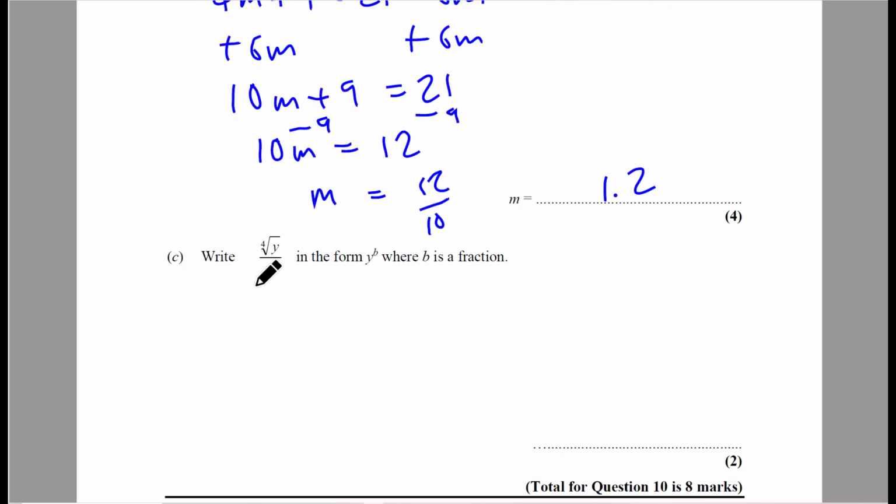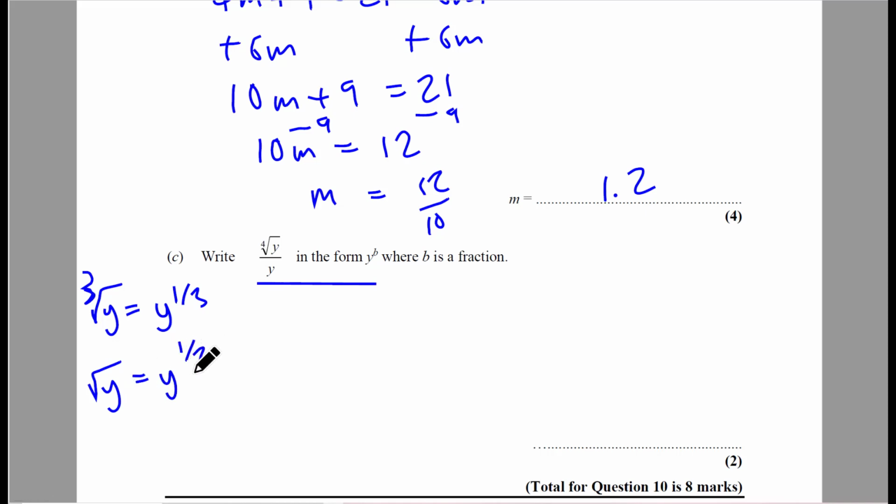Right, this is a thinking type question, right? So hopefully you know if something's a cubic root, that's the same as y to the power of a third. When it's a square root, that's y to the power of a half. So a quartic root is the same as y to the quarter.